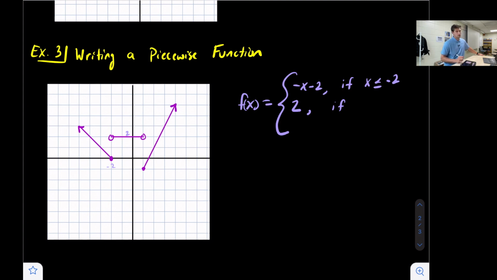If, and we have open circles, so it's just going to be our less than symbol. And this one's going to look like a compound inequality because it's between -2 and 1. So if we're between -2 and 1, x is greater than -2 and less than 1.